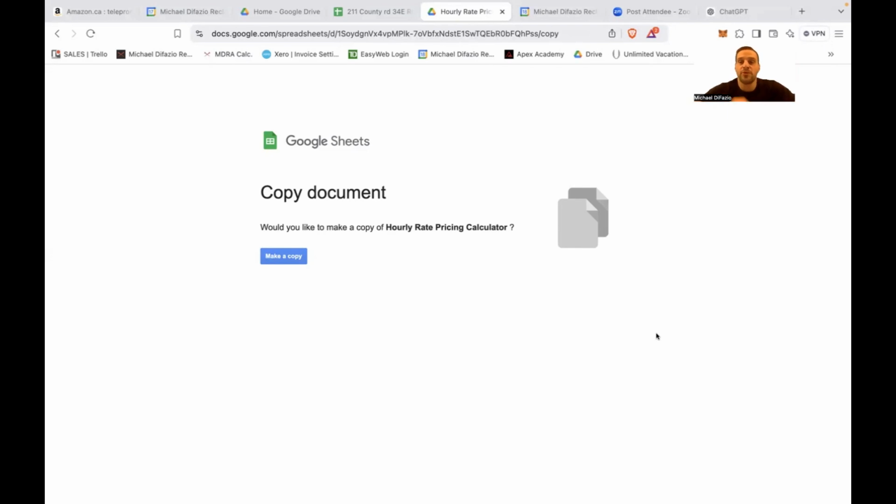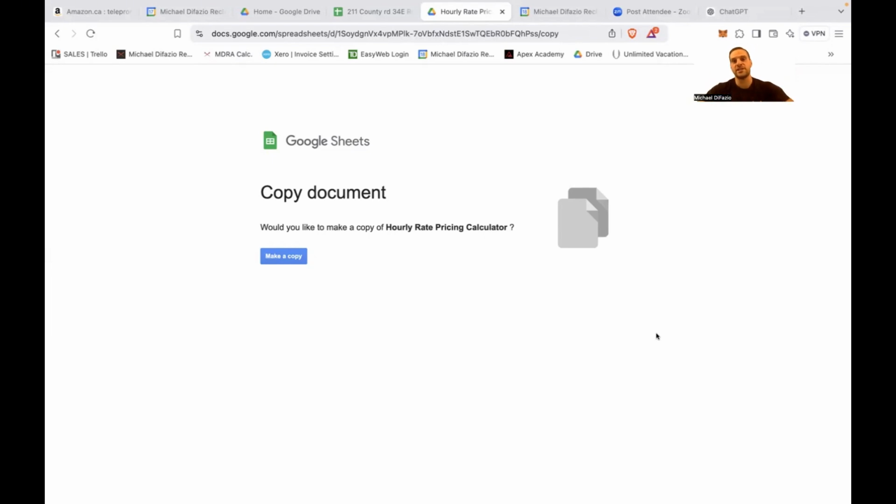All right, guys, we're going to talk about the hourly pricing calculator. This is a calculator used to figure out what your hourly rate needs to be in your pricing, right? This isn't going to give you your project pricing. This is going to give you the hourly rate to charge for your time in your project pricing, right?